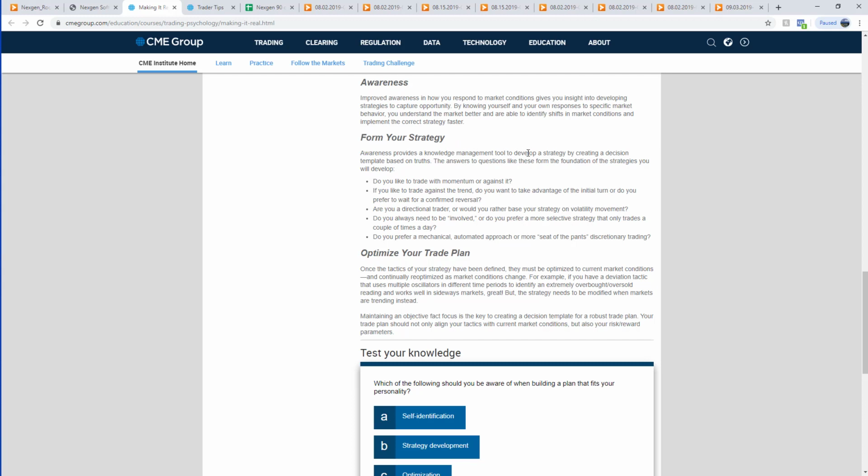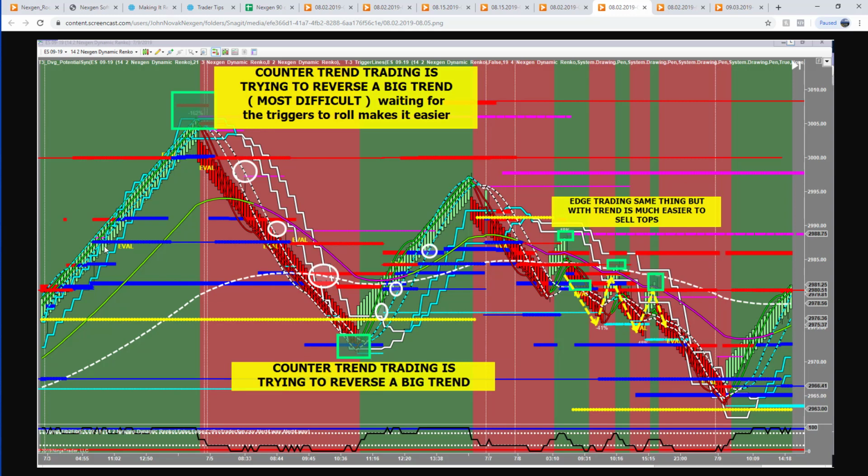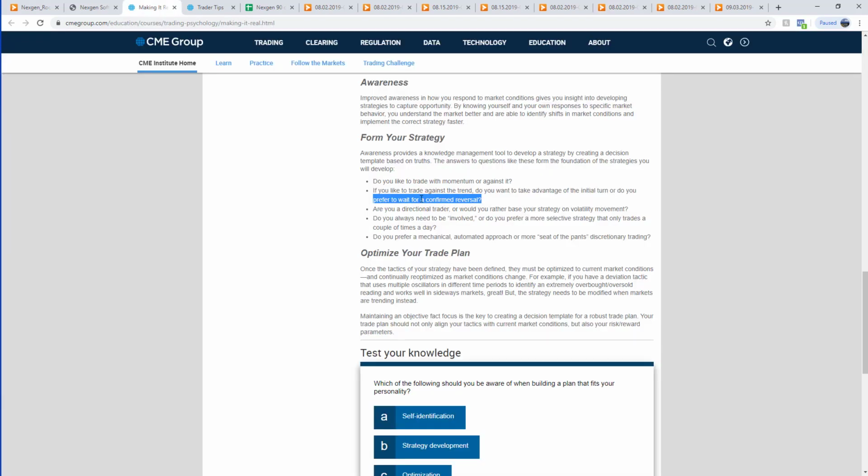Now that you've got a management tool to develop your strategy, do you trade with momentum or against it? Trend trades or counter trend trades? If you trade against the trend, when do you take advantage? Do you try to get in at the top, or do you wait for the trigger lines to roll over and have a confirmed reversal? Didn't we just go through that? Under this super strong condition, it's better to wait for the triggers to roll over so you don't get run over. And if the market contextually is not going really fast, then trading from the edges is a lot easier with the trend. So it's the same thing they're talking about.